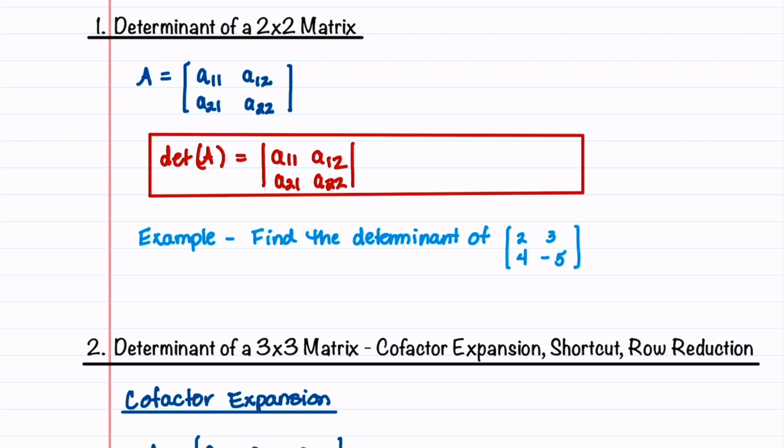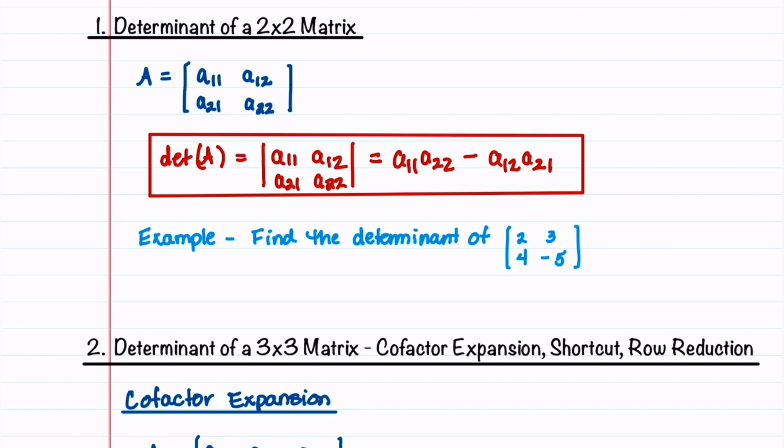The determinant is equal to the product of the entries along the main diagonal. So that's going to be A11, A22, minus the product of the entries of the off diagonal, which is going to be A12, A21. And it's nice to geometrically remember that pattern rather than memorizing the formula. Let's now do an example.